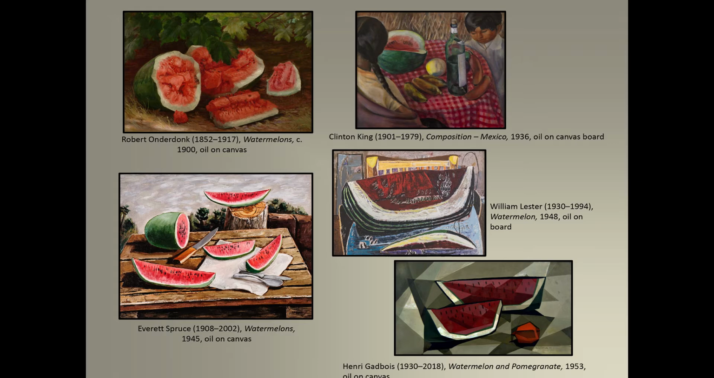In the middle right, William Lester painted watermelons in 1948. Here he has incised the surface of the painting, and the subject completely fills the picture plane. There's the energy of the paint application, and that almost distracts from the subject itself. In the bottom right, we have Enrique Gadbois, Watermelon and Pomegranate from 1953. It's flattened into an abstract group of shapes.